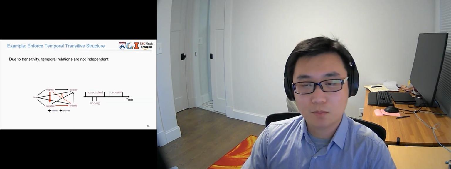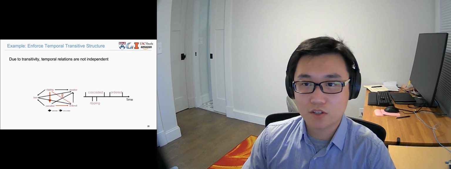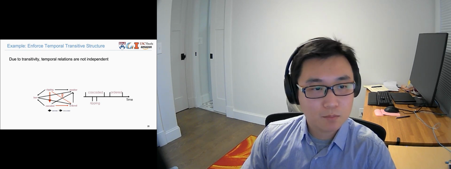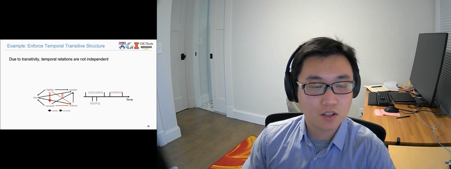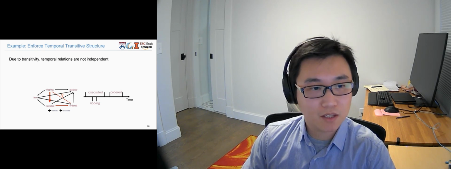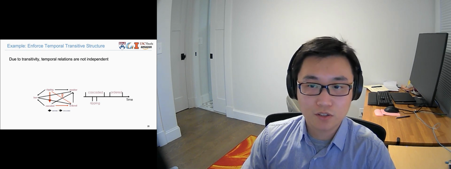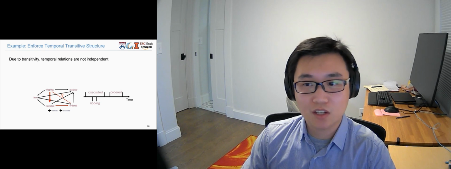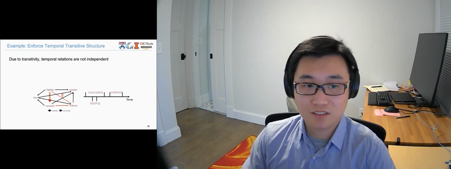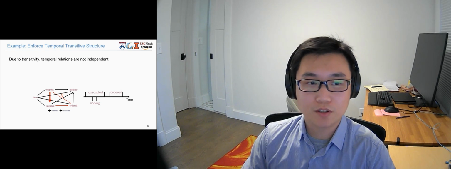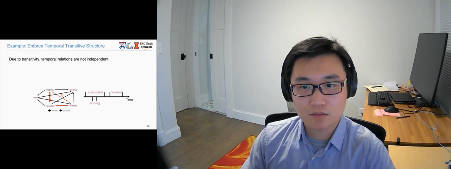Let me take one example to explain how these structures are enforced in practice. This is a temporal graph we just saw in an earlier slide. Assume that we are looking at ripping, cascaded, and ordered. We are only looking at these three events. Then because ripping is inside cascaded, and also cascaded is before ordered, the relation between ripping and ordered must be before.